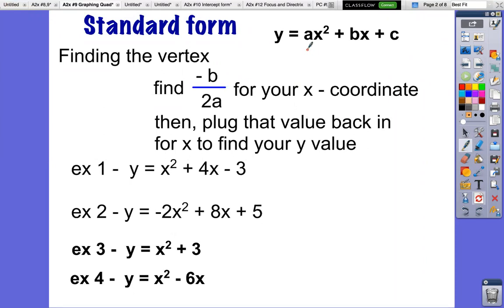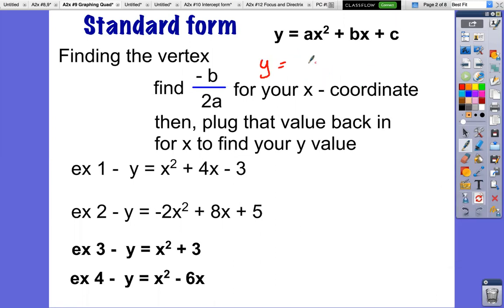But standard form is what you're used to. Y equals ax squared plus bx plus c. You guys often see this and have seen this as something like x squared plus 3x plus 2. Again, it's a quadratic, but this is how we're used to seeing our quadratics. We're not used to seeing it like it was in vertex form in the last couple days.